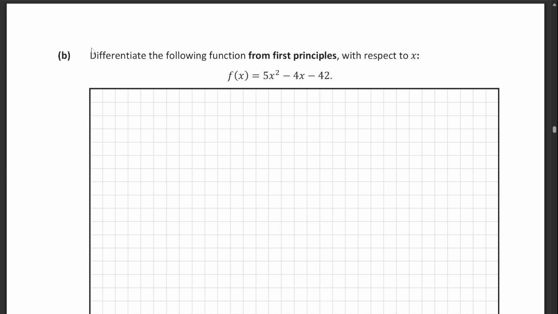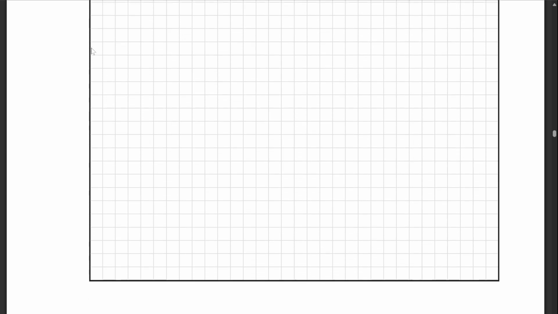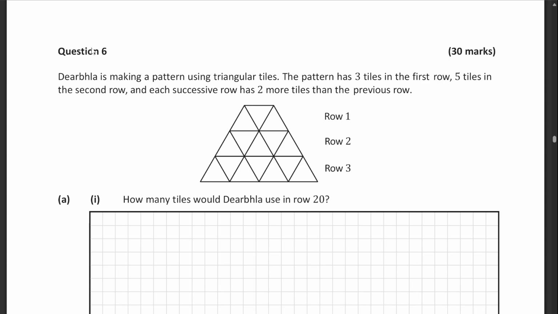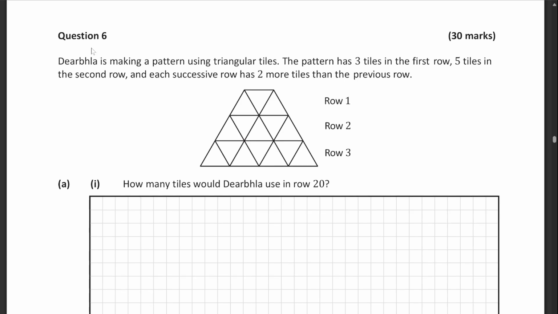Definitely, a lot of numbers again to deal with, but something that you should be okay with if you've done first principles enough. Okay, sequences is making another appearance. People got really mad when sequences and geometry came up in paper 1 in 2023, so I'm not sure why they're still putting it here.